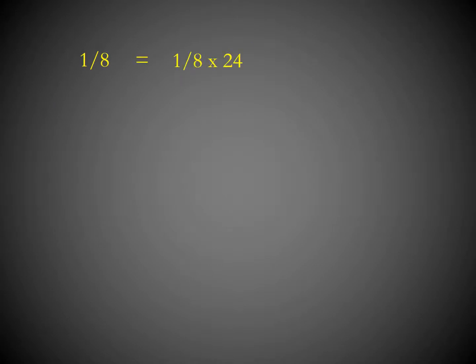Similarly, 1 by 8 can be written as 1 by 8 into 24, that is 3. And 1 by 6 can be written as 1 by 6 into 24, that is 4. So simplified ratio becomes 8:3:4.